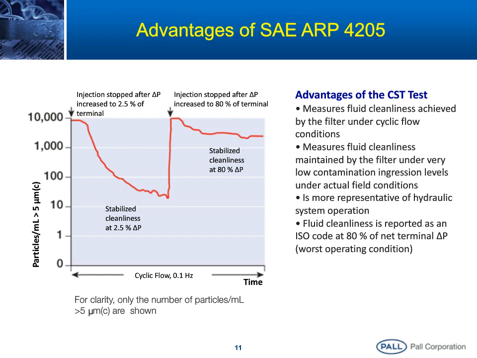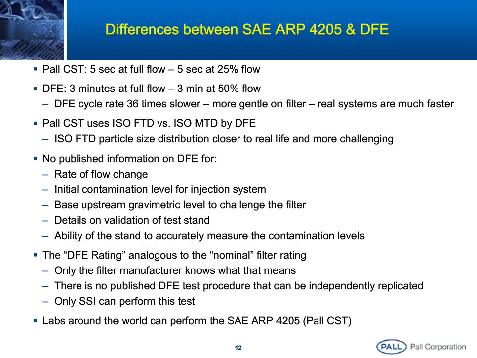Since the SAE RP4205 and the DFE are the only 2 cyclic flow test methods that are currently known, let's see how these 2 tests compare. First major difference is the flow cycling rate. In the case of the DFE test, it is 36 times lower than the SAE test. Hence, it is gentler on the filter and a lot slower than what a typical industrial application would experience.